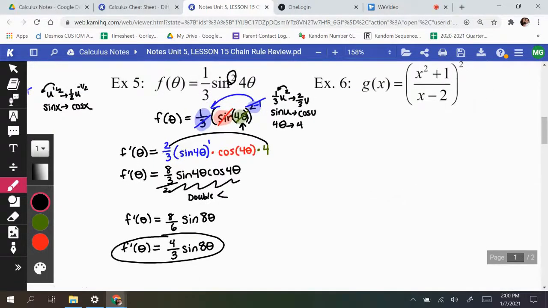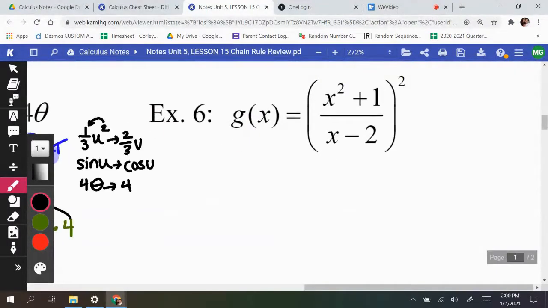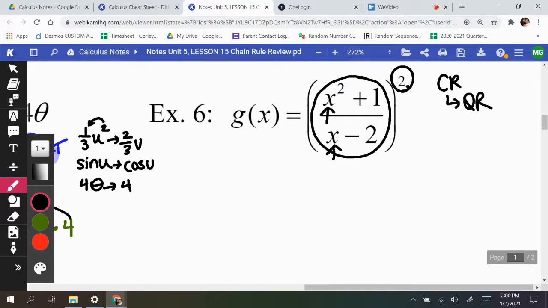All right, last but not least, example 6 over here. Let's think about if we were to plug in a number for x, what would we do? Well, I'd simplify this inner part first, and then I would square. So this is going to be a combination of chain rule and quotient rule. My outermost function is going to be squaring, right, that u squared. And then my innermost function is going to be this x squared plus 1 over x minus 2. Okay, so on the outermost function, that's going to be pretty straightforward. We get 2u. But on the innermost function, that's going to be where we have to use the quotient rule.